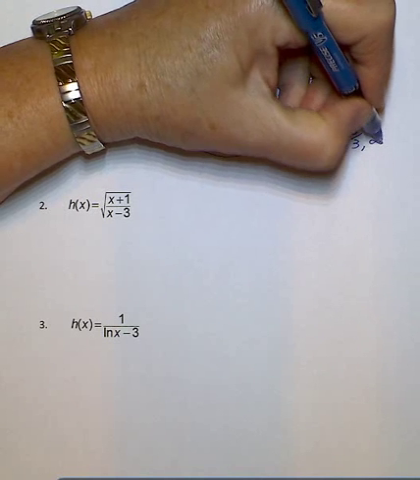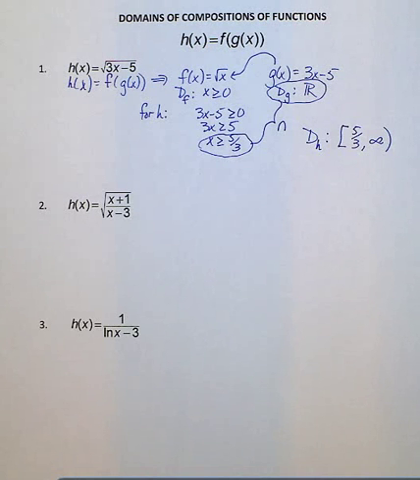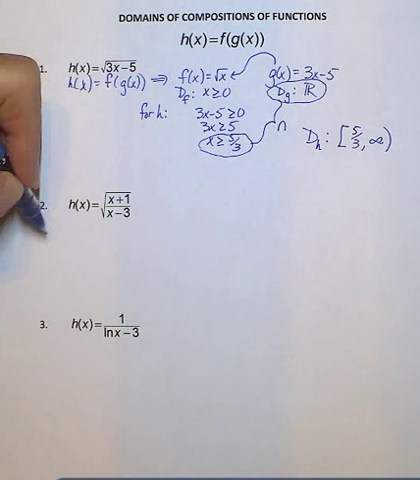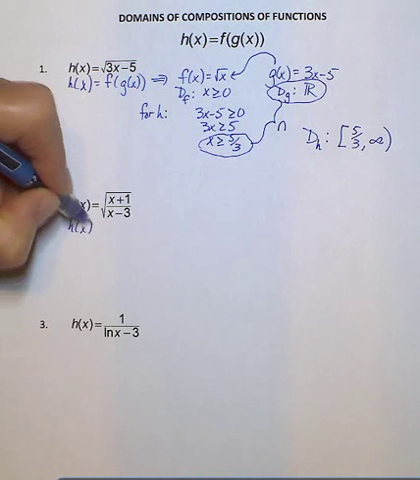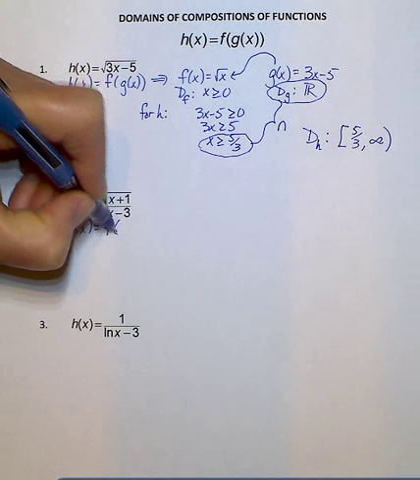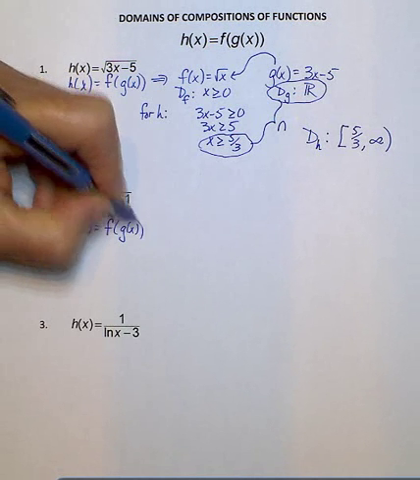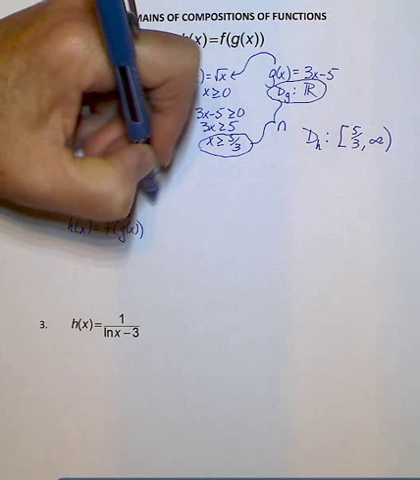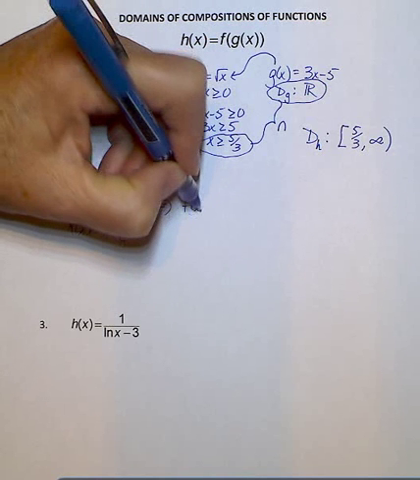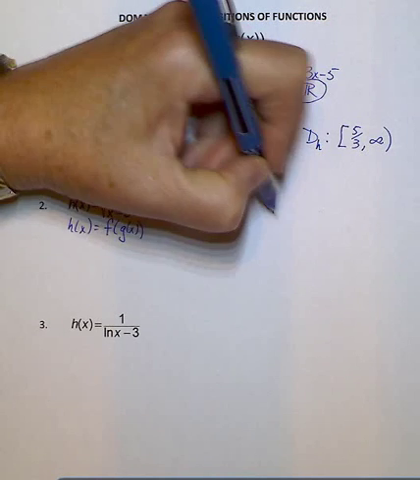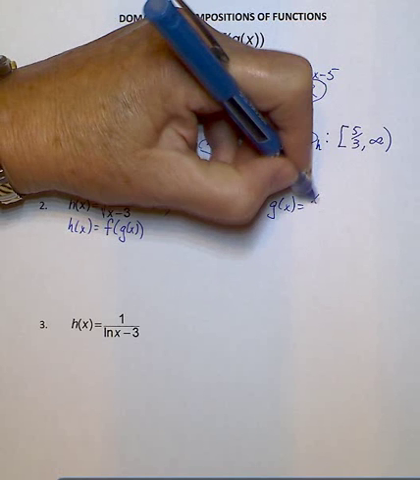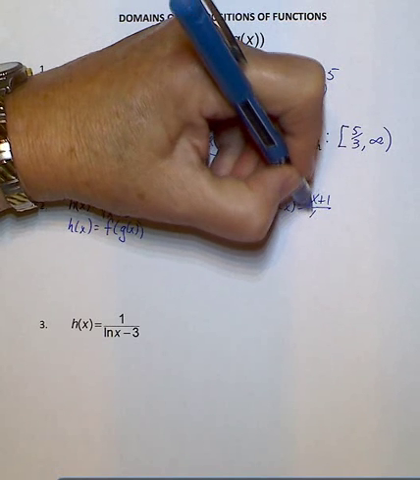And just to remind you, the bracket means include the 5/3. If we weren't including the 5/3, we'd put a parenthesis. So let's try this process on our second h of x. This time we have the square root of x plus 1 over x minus 3. Again, I want to be thinking of this as some outside function applied to some inside function. So our outside function is again the square root of x. This time our inside function is the rational function x plus 1 over x minus 3.